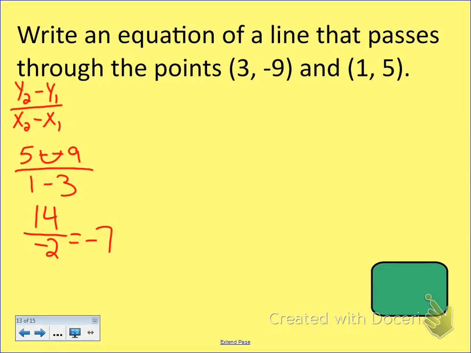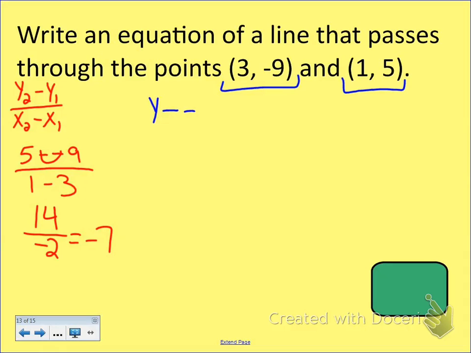Again, with our point slope form, when you do point slope here, you can use either point, either the first point or the second point. It does not matter which one you use. Either one will get you the correct answer. That's math magic. So I'm going to use this first point, 3, negative 9.